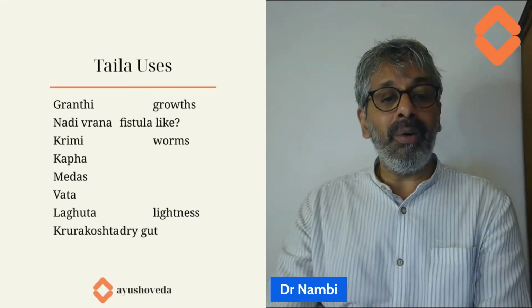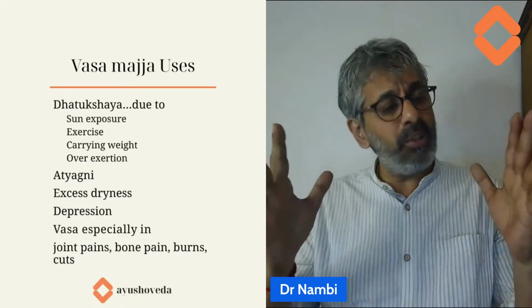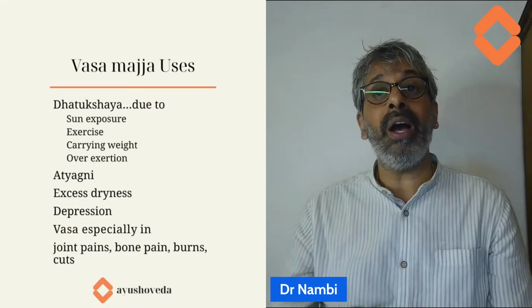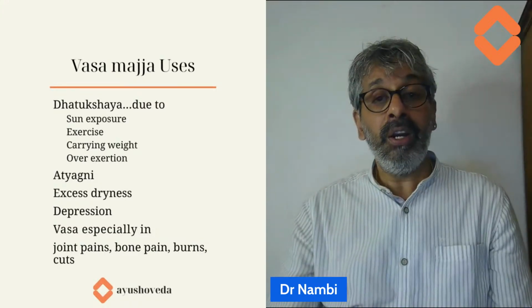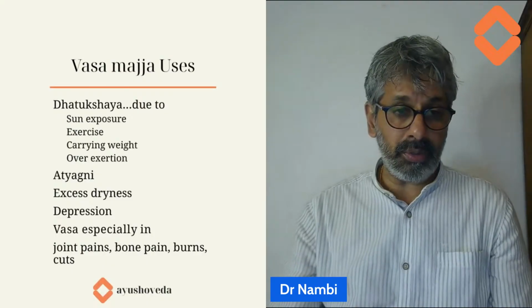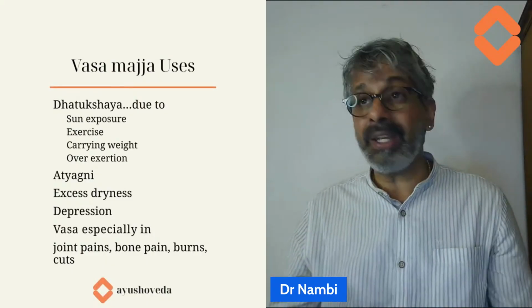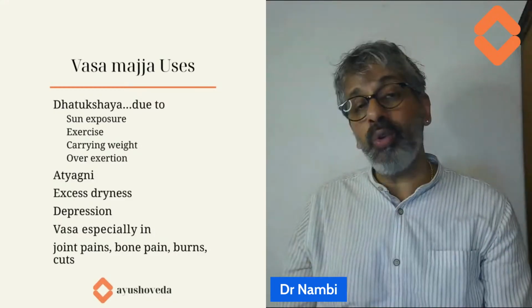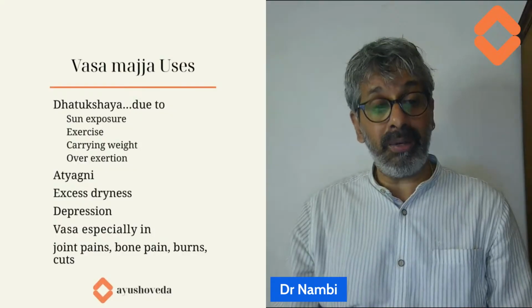Now after that, what? Vasa and Majja. Vasa and Majja are usually classified together. Dhatu kshaya: when you are extremely emaciated due to overexposure to the sun, or if you do a lot of exercise or overexertion, carrying a lot of weight, like labor people who carry a lot of weight, your dhatu undergoes a lot of kshaya. In those conditions, Vasa and Majja can be used.